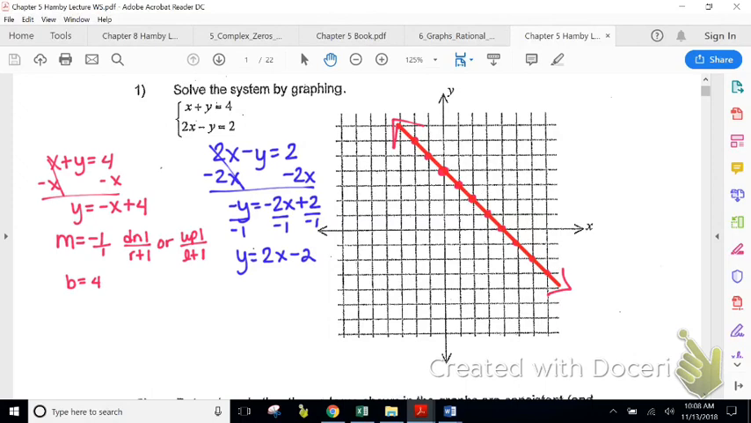All right, so on this one, what is my slope? Which means we're going to go up 2 and right 1, or we could go down 2 and left 1. And my y-intercept is negative 2.